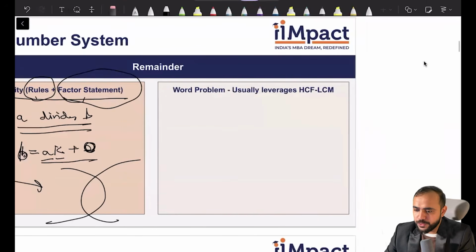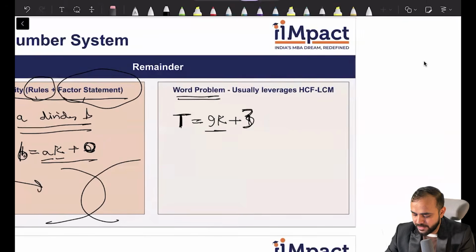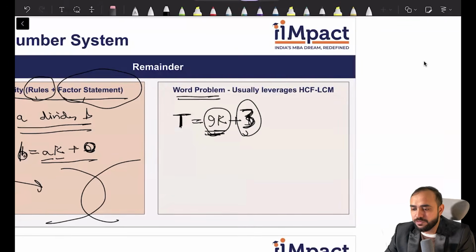The third type of question that you can get in remainder is word problems. They will say that a class has these many people, and if you divide them in groups of 9, you will be left with 3 students. So when I say that, what I'm really saying is that the total strength of the class is 9 into k plus 3. If I'm dividing them into groups of 9, 3 will be left. What does it mean when I say 3 will be left? I'm simply saying that the remainder will be 3 when I divide them into groups of 9.